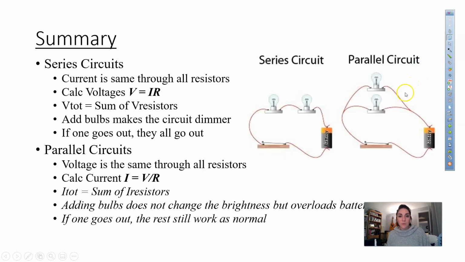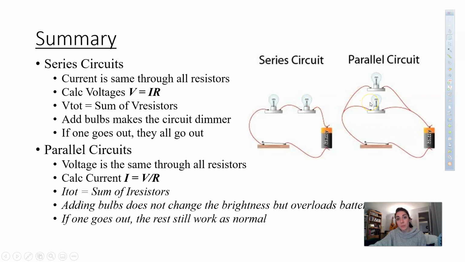All right. So as you can see, the biggest thing about series and parallel circuits are the following. In series circuits, the current is the same, but the voltage splits. If one goes out, they all go out, and they're mostly dimmer because of the splitting of the voltage. And as you add more to the circuit, you're increasing the resistance, therefore reducing the current. So it gets dimmer and dimmer each time you add a light bulb or a resistor.